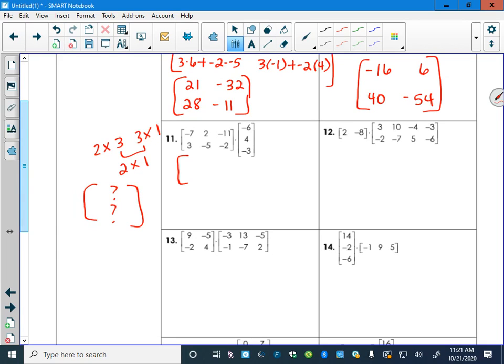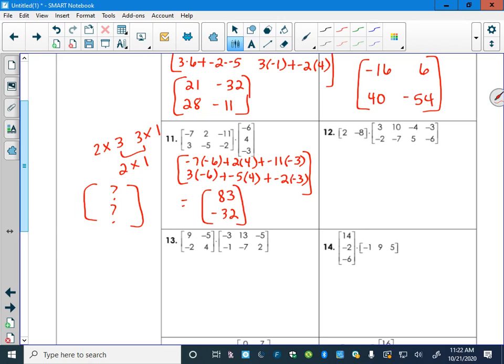So first row, first column. So I'm going to do -7 times -6 plus 2 times 4 plus -11 times -3. Okay, down here, that's the second row, first column. So 3 times -6 plus -5 times 4 plus -2 times -3. I simplify, I add all that stuff together. So the result is top row is 83, bottom row is -32.